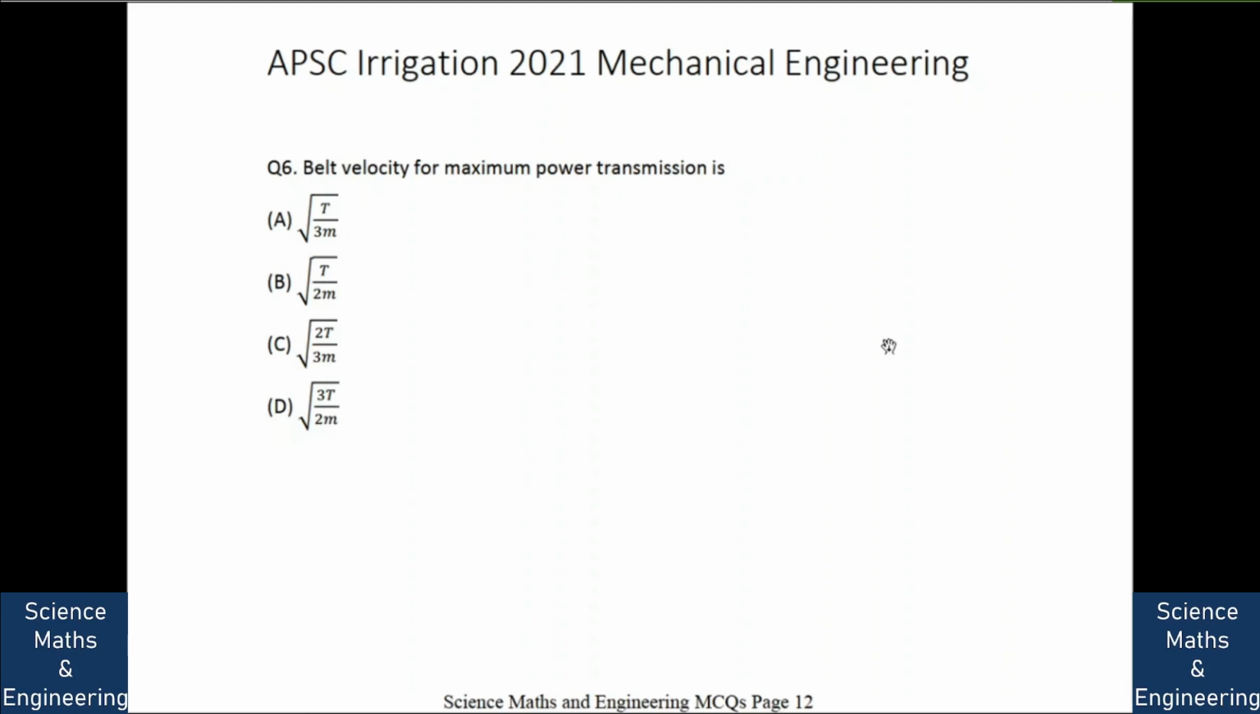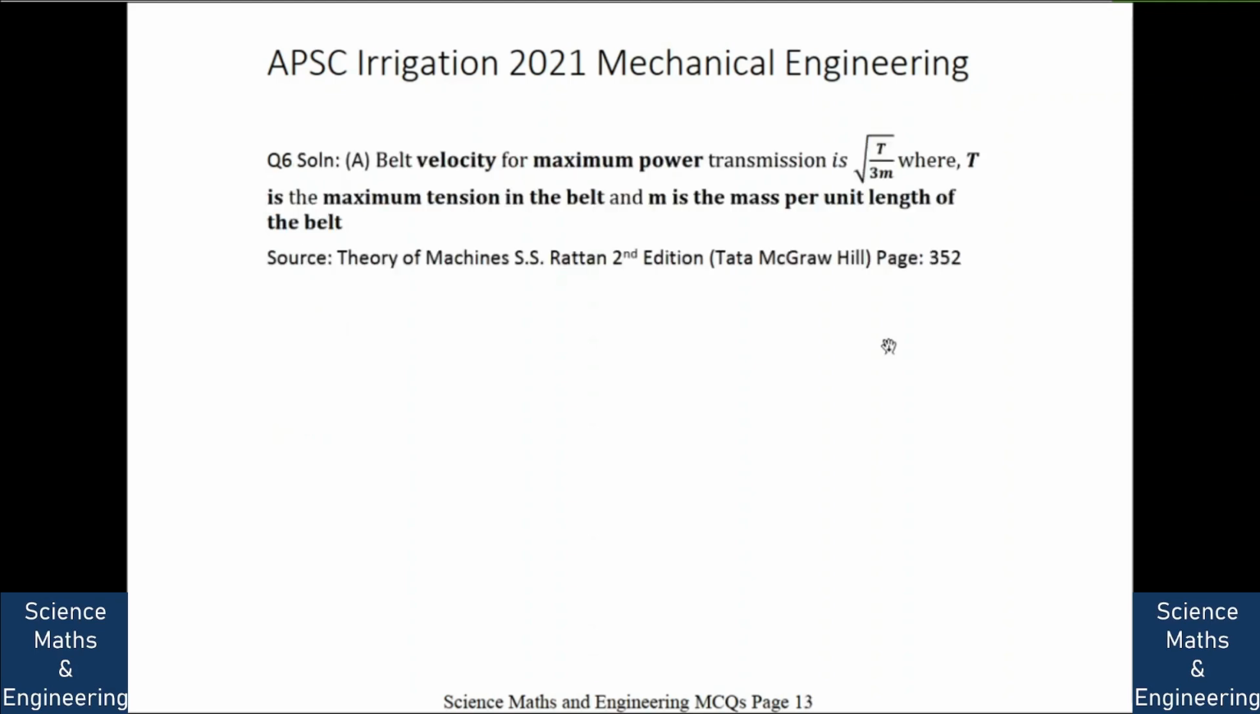Belt velocity for maximum power transmission is: A, root over T by 3m; B, root over T by 2m; C, root over 2T by 3m; or D, root over 3T by 2m. So you can pause and think of the answer. So the answer is A, root over T by 3m.